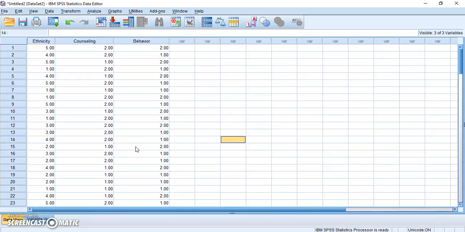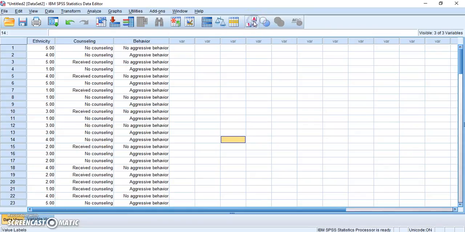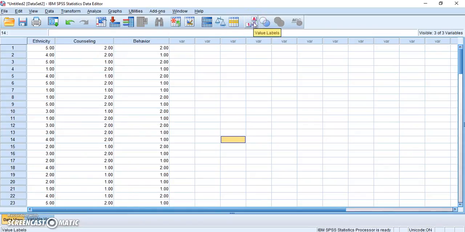And now let's see how we can run the chi-square test of independence in SPSS as well. Here we have two variables. We have a counseling variable that has 1s and 2s. 1 stands for somebody who received counseling, and 2 stands for somebody who did not receive counseling. And then our second variable is behavior. Again, we have 1s for those who exhibit aggressive behavior, and 2 for those who did not show any aggressiveness.